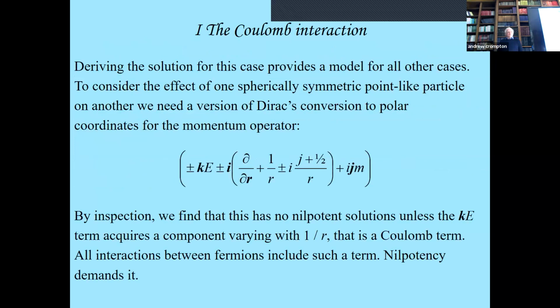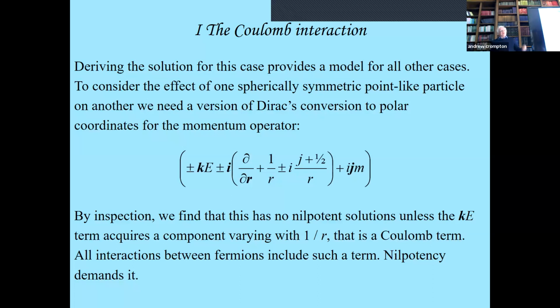First one is the Coulomb interaction, the so-called hydrogen atom. And there I've actually used Dirac's conversion to polar coordinates. And you see that the del term has been changed to a bracket with d by dr and other terms in it. That's what Dirac did. If I look at that and then say it's got to have a nilpotent solution, well, it can't have.